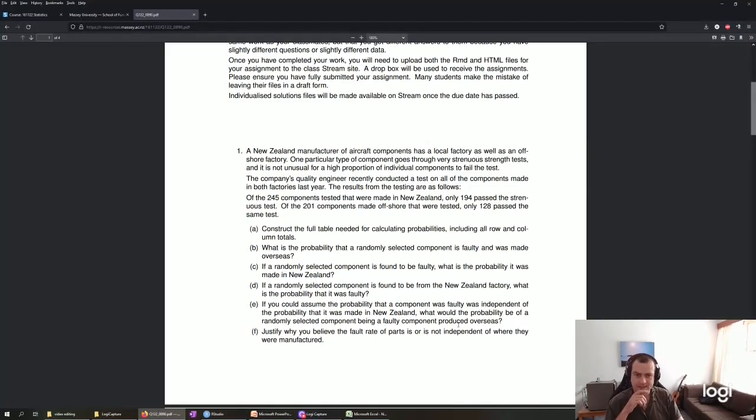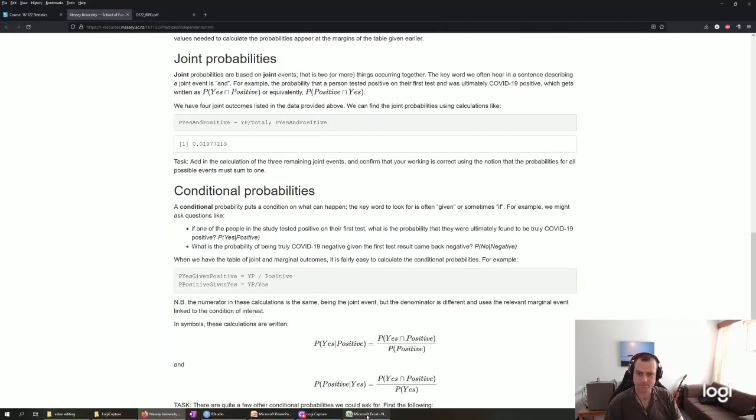Right, the next little section that we're being asked about is questions on independence. So I won't do this exact question, but this one's asking us, if you could assume that these two things were independent, what would be the probability of one or the other? So let's jump back to our example.